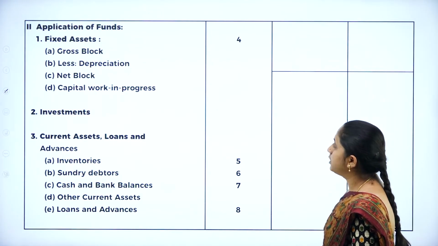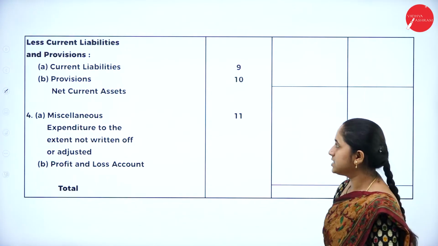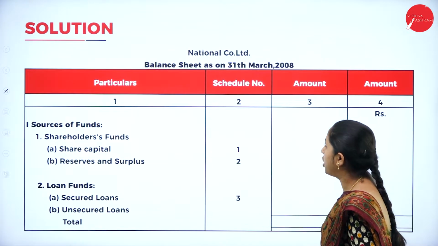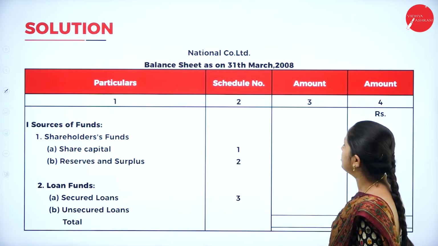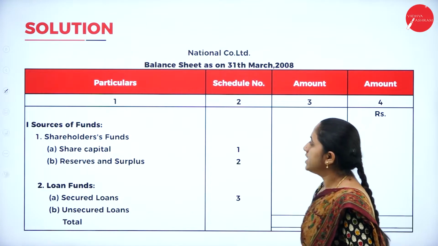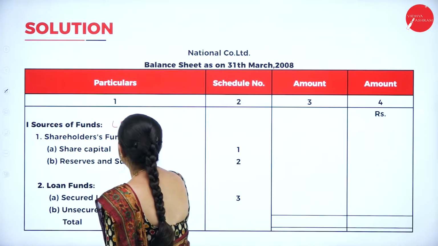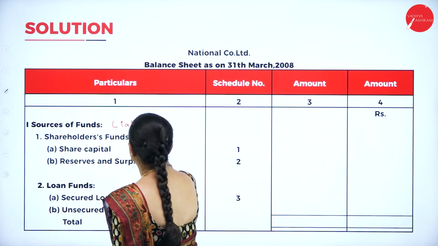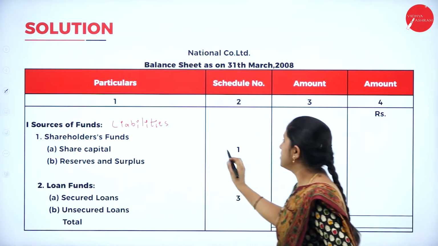So write the format of the balance sheet. This format we have discussed in the last class. National Company Limited balance sheet as on 31st March 2008. First, sources of funds, that is liabilities. Under that, first, share capital.